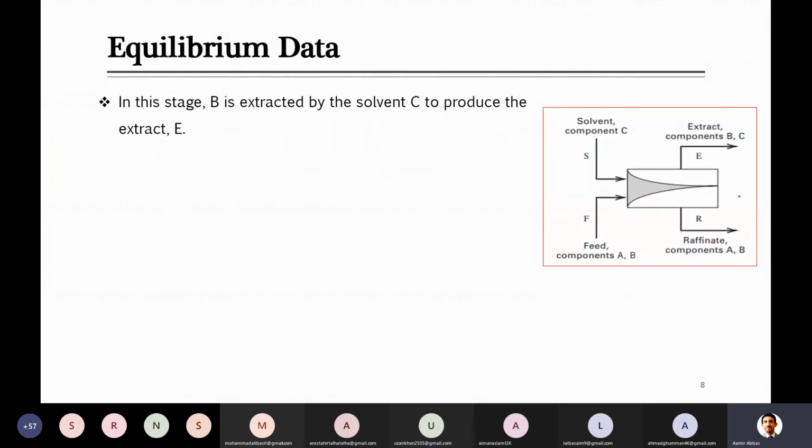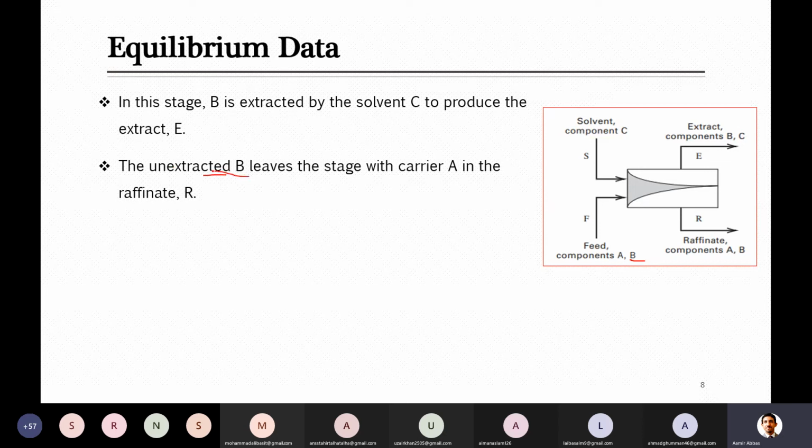Like for example, here we have considered just one stage for the extraction. In this stage, the solute component which is extracted becomes part of the solvent stream, component C, and the other is left over here. So in this case, the unextracted B, which is the solute, that is not extracted completely, will be leaving as part of A in the raffinate stream, while what is extracted will be part of the extract phase, or will become part of that solvent stream which was introduced to this system externally.